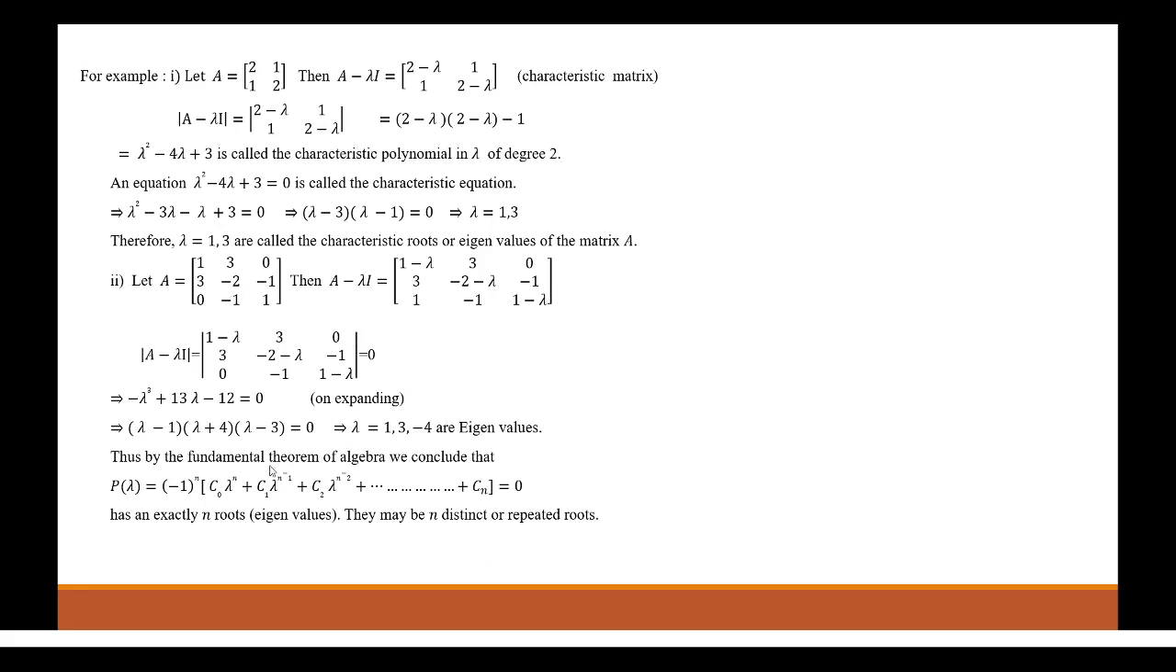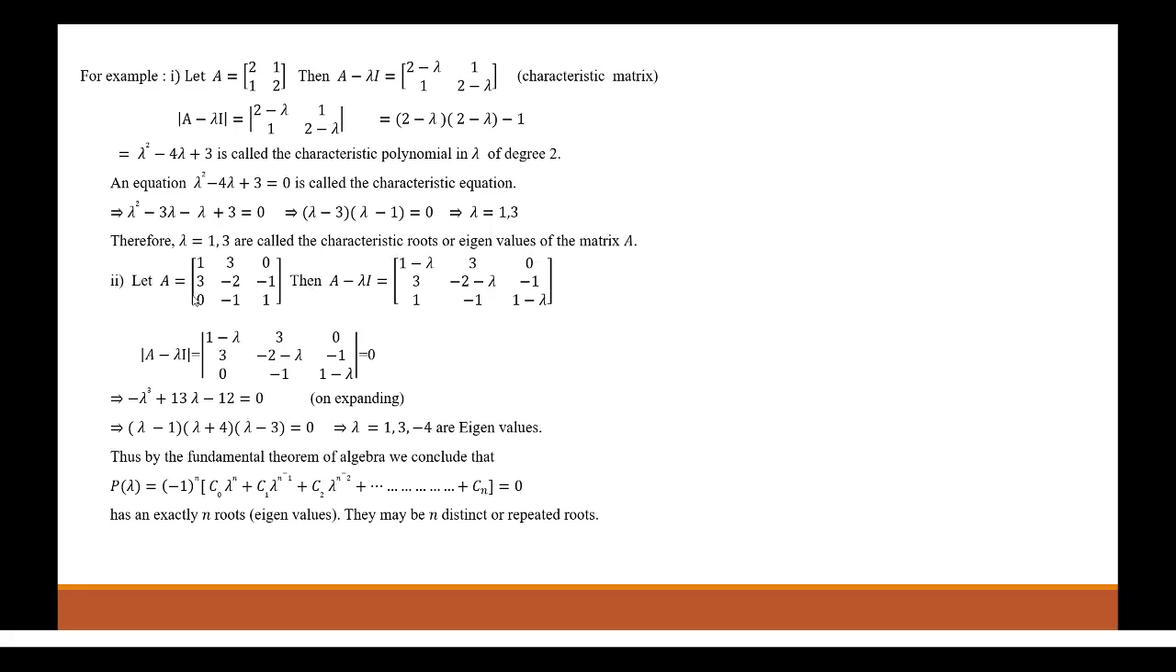Let us see an example to find the eigenvalues of a given matrix. Let A be a matrix of order 2 cross 2. Then write down A minus lambda I, the characteristic matrix, and reduce it to the quadratic equation. Lambda square minus 4 lambda plus 3 is called the characteristic polynomial in lambda of degree 2. On solving this quadratic equation, we get the values of lambda as 1 and 3. Therefore, lambda equal to 1 and 3 are called the characteristic roots or eigenvalues of the matrix A.